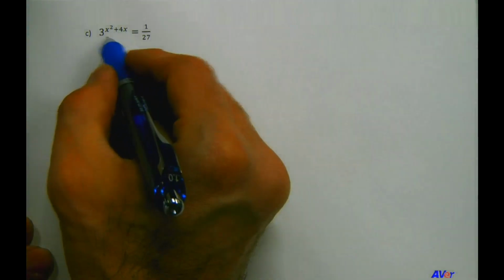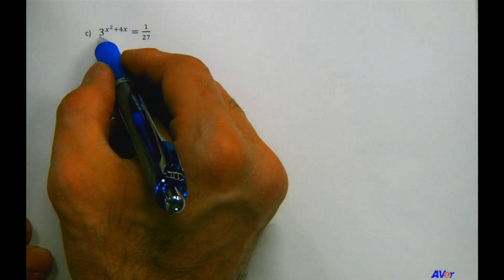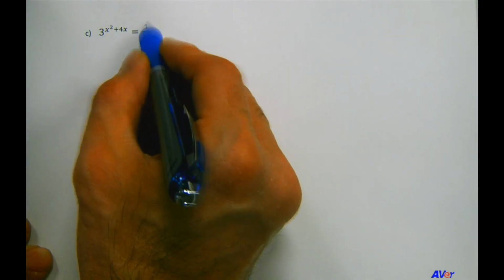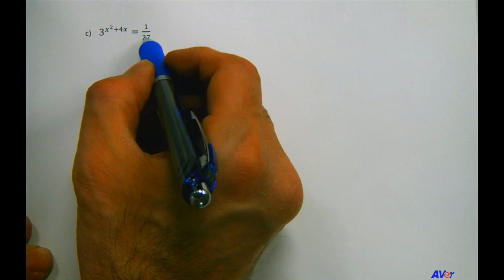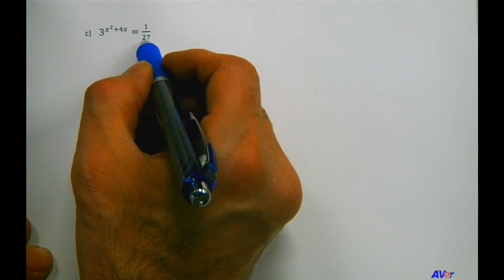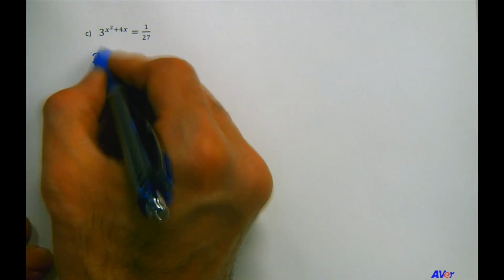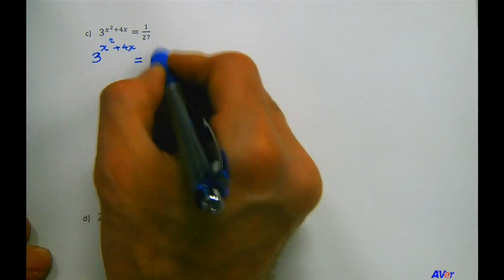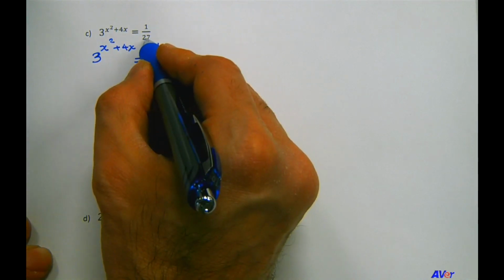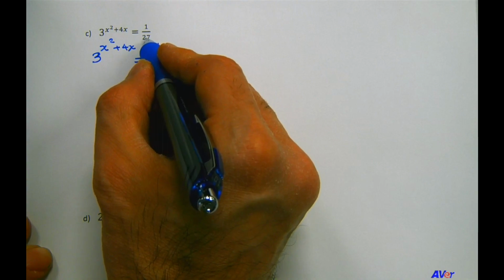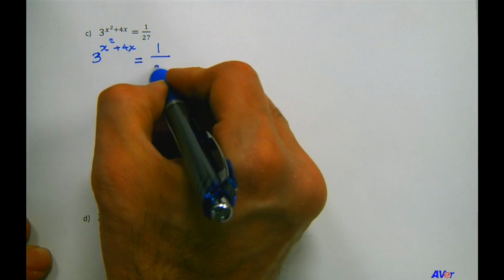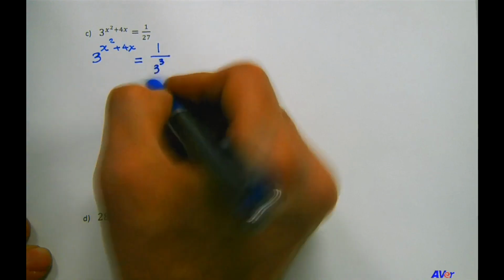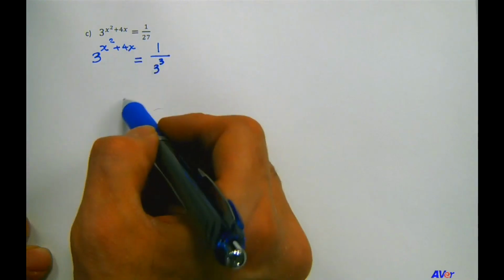All right. So now the base on this side is 3. And I ask myself, is there any way I can rewrite the right-hand side to some base 3? Let's see. So on the left, we have 3 to x squared plus 4x equals 1 over, what can we do about 27? Can we rewrite it as some power of base 3? Absolutely. 3 cubed, right? 27 is 3 cubed.